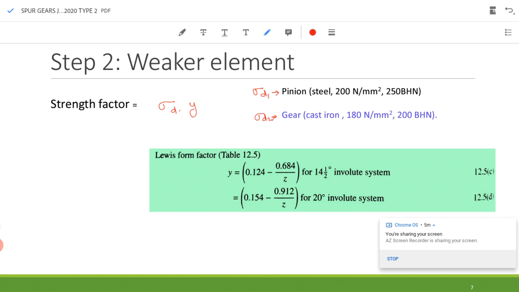However, y is also needed. y equals 0.154 minus 0.912 by z for a 20 degree full depth involute. So I will take this equation, y equal to 0.154 minus 0.912 by z, where z is the number of teeth. How to find Z?